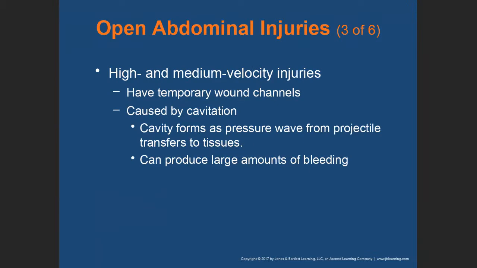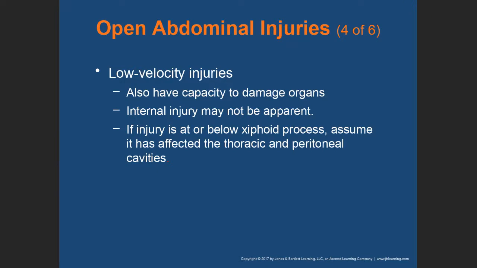High and medium velocity injuries have temporary wound channels caused by cavitation. A cavity forms as the pressure wave from the projectile transfers to the tissue. That would be temporary cavitation. The bullet's actual path or trajectory is the permanent cavitation. Low velocity injuries also have the capacity to damage organs. Internal injury may not be apparent. If the injury is at or below the xiphoid process, assume it has affected the thoracic and peritoneal cavities. So that patient may very well have a chest injury.